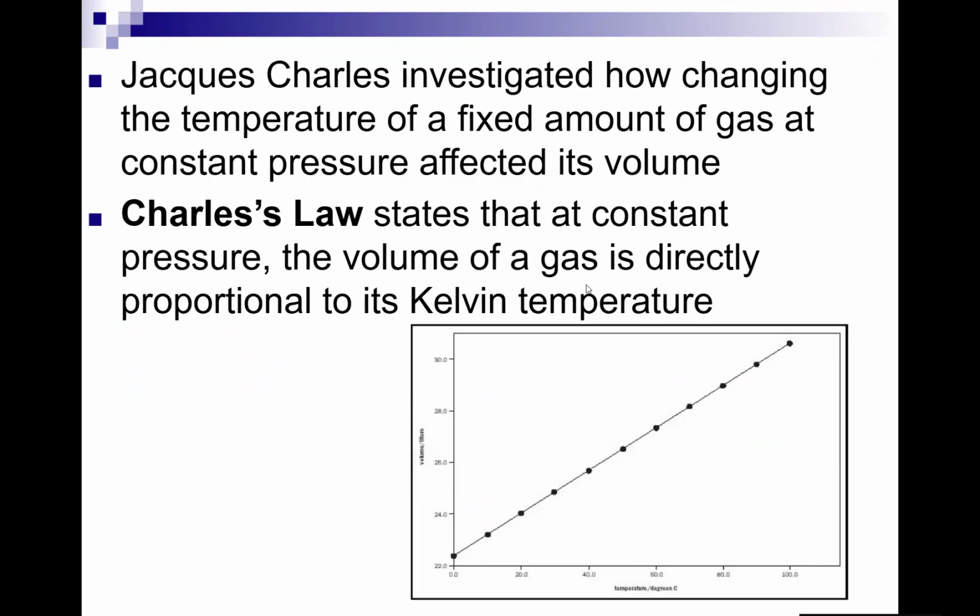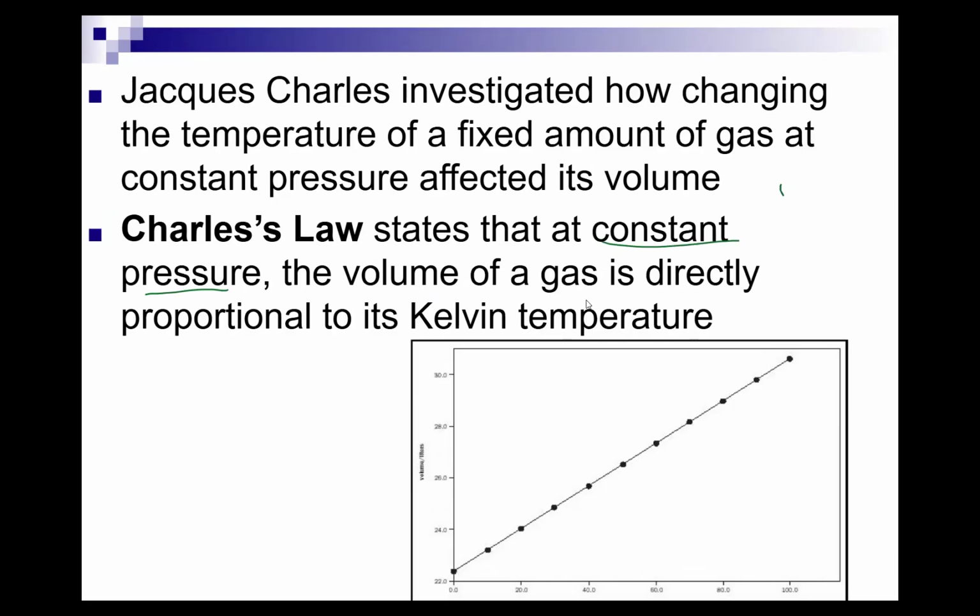Okay, that was Boyle's law. Now we're going to talk about Jacques Charles. He was another scientist, and he investigated how changing the temperature of a fixed amount of gas at constant pressure affected its volume. So he's looking at temperature and volume. And he states that at constant pressure, so pressure has to be constant, the volume of a gas is directly proportional to its Kelvin temperature. It has to be in Kelvin.